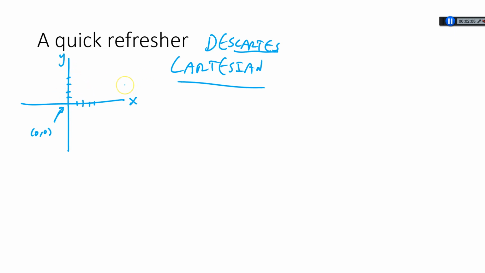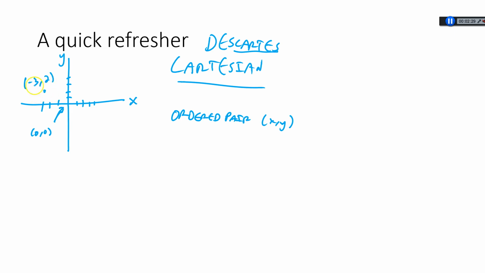And so a coordinate pair, or an ordered pair, x comma y, tells you how far to go on the x-axis and then how far to go on the y-axis. For example, the point right here would be -3, 2, because you go to -3 on the x and +2 on the y. This is all stuff you've seen before.